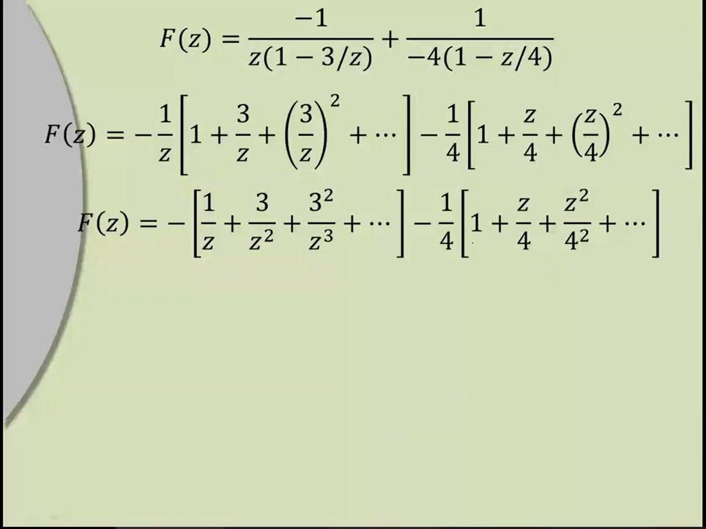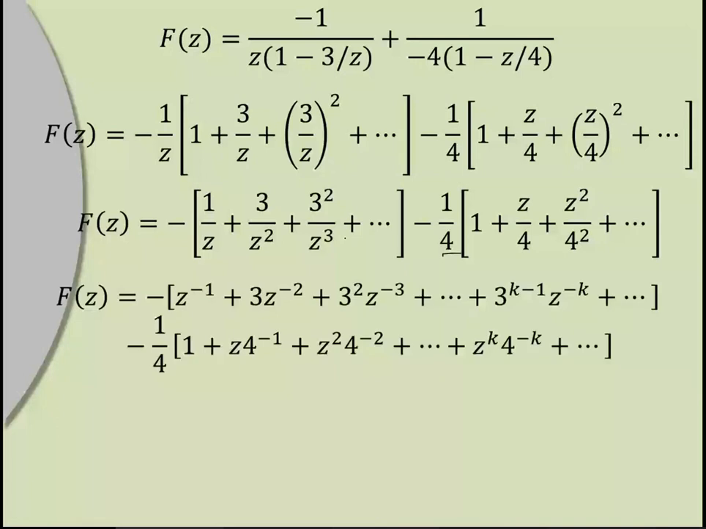Here taking 1 by z inside, it becomes 1 by z plus 3 by z square plus 3 square by z cube plus dot dot dot. And here keeping this term as it is, 4 is a constant, so you keep this term as it is: 1 plus z by 4 plus z square by 4 square plus dot dot dot. And now write this in the form of summation. Now this is 3 square by z cube, 3 by z square. So the corresponding k term will be 3 raised to k upon z raised to k plus 1, or 3 raised to k minus 1 upon z raised to k. You can write either term.